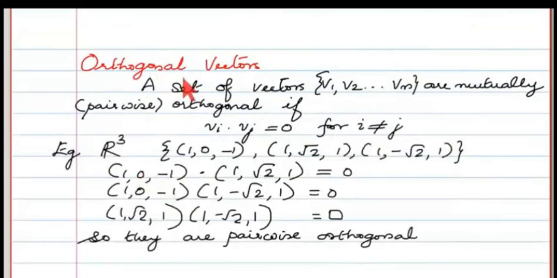Next is orthogonal vectors. A set of vectors v1, v2, etc., vn are mutually orthogonal if vi dot vj equal to 0 for all i not equal to j. An example, in R3 consider three vectors. We take the dot product of the first vector and second vector, it is equal to 0. The dot product of the first vector and the last vector is also 0. Second vector and third vector, it is also 0. So they are pairwise orthogonal. Dot product must be 0.